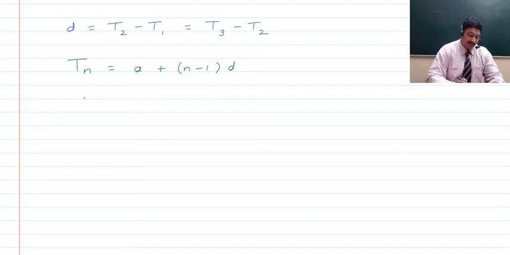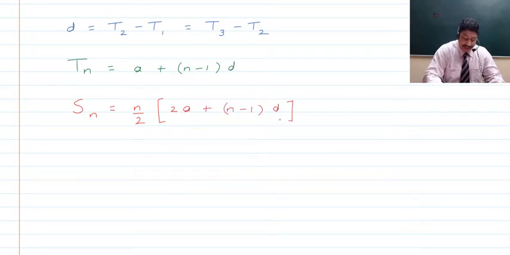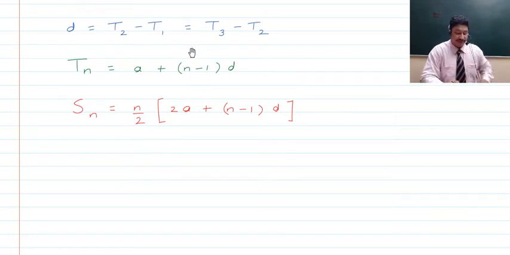Further, we have another important formula which we'll also be using in the sum. That is, the sum of n terms is given by n upon 2 times 2a plus n minus 1 times d. Like I told you earlier, here a is the first term, n is the number of terms, d is the common difference, right?